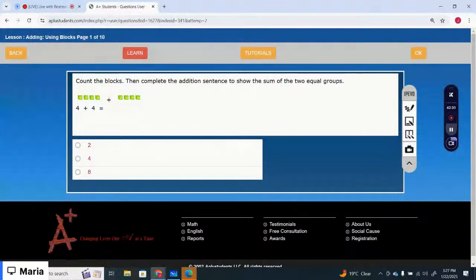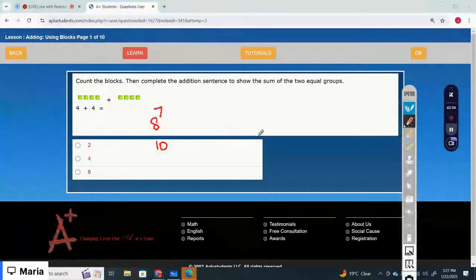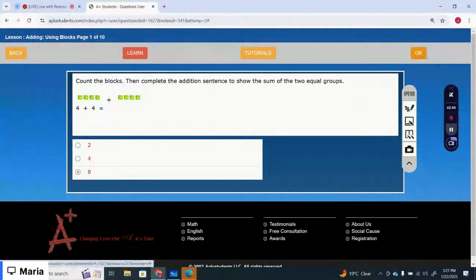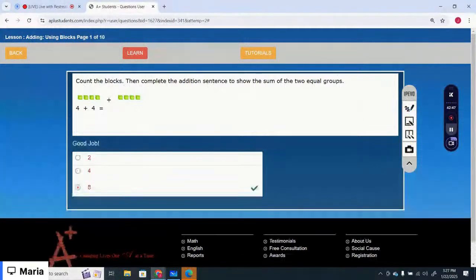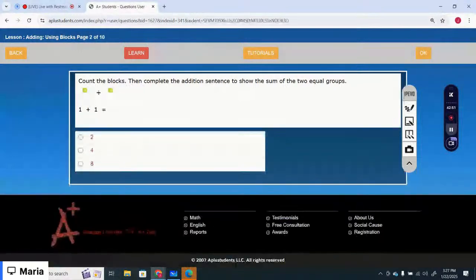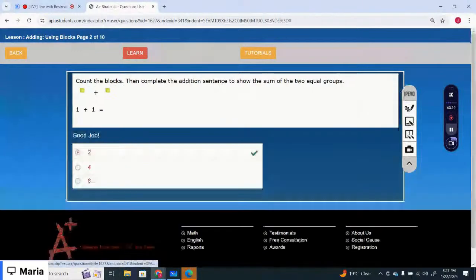Count the blocks. You have to count the blocks all together. So simply count 1, 2, 3, 4, 5, 6, 7, 8. So the correct option is 8. Count the blocks. That is 1 plus 1 equals 2. Option number 1 is the correct option.